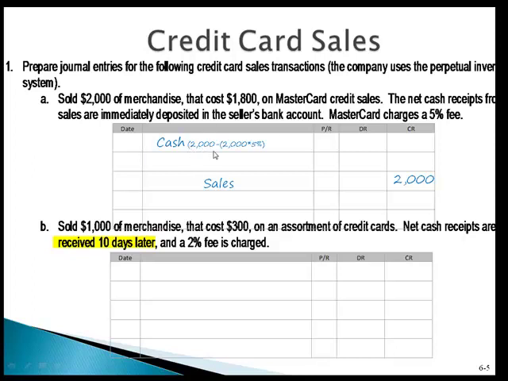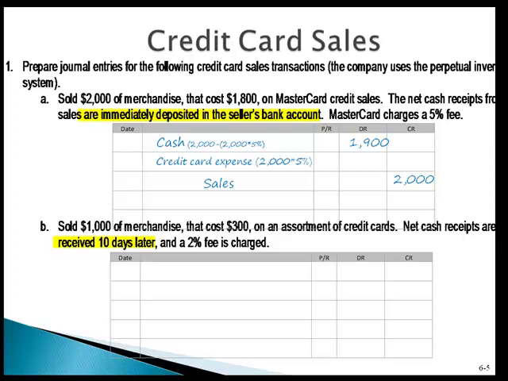So we're not going to collect the full amount of cash. We're going to collect the sales transaction less the 5% fee. So $2,000 less 2,000 times 5%. Again, this is because we're immediately depositing this cash into the seller's bank account. So the fee is $100. We go ahead and record a $1,900 increase in cash. And again, this is because it's all done electronically. You swipe that credit card, it's all deposited into the seller's bank account immediately.